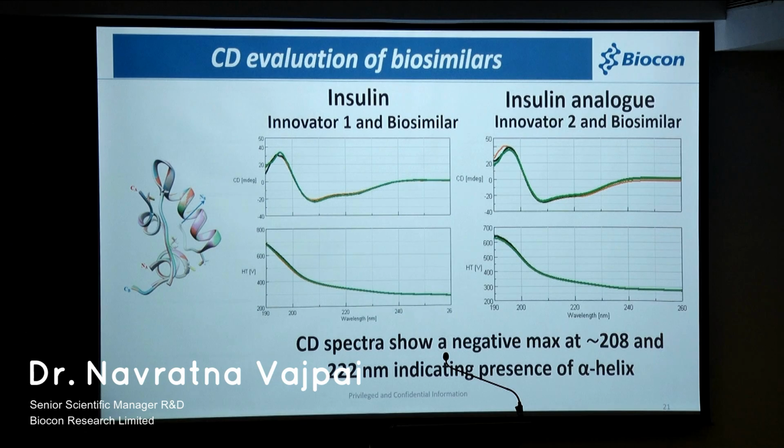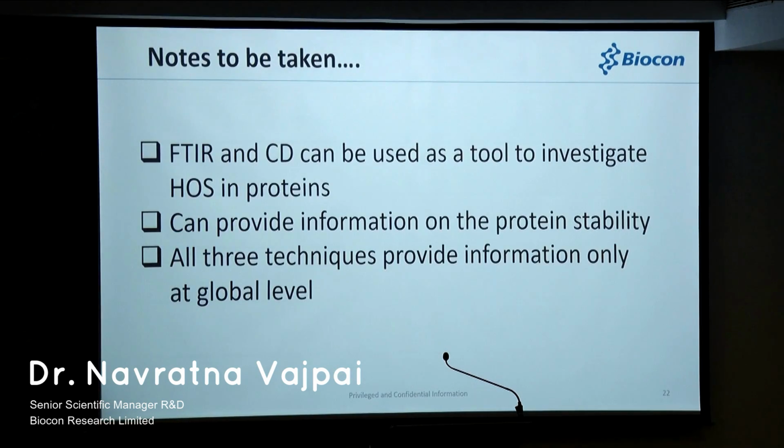I took the insulin the same way and overlaid them on top of each other. Both insulin and insulin analog will actually overlay on top of each other, so they cannot differentiate the molecules. Yes, they will tell you the molecule has some helical content, and if you look at the X-ray structure, you also see that the helical content is there. Okay. So yes, these tools are great, but they provide information at low resolution.